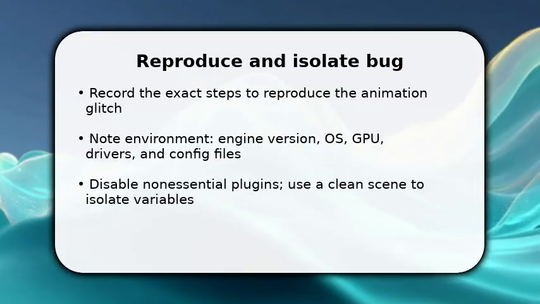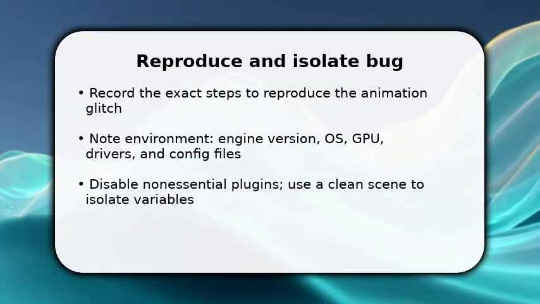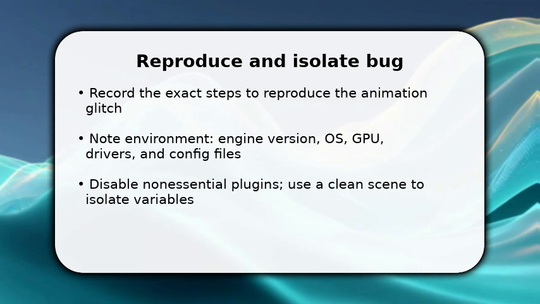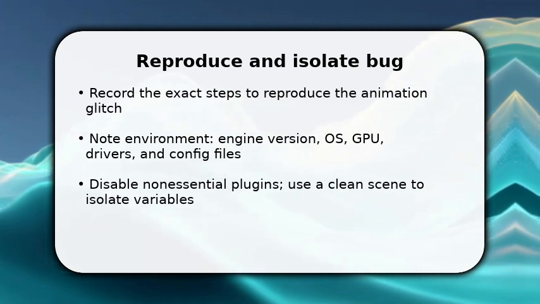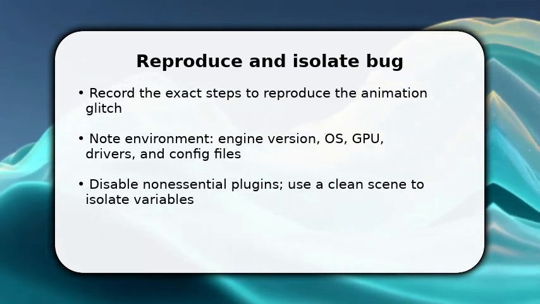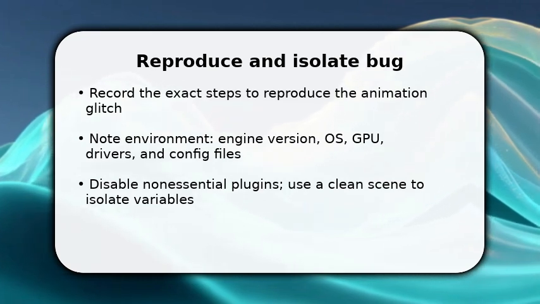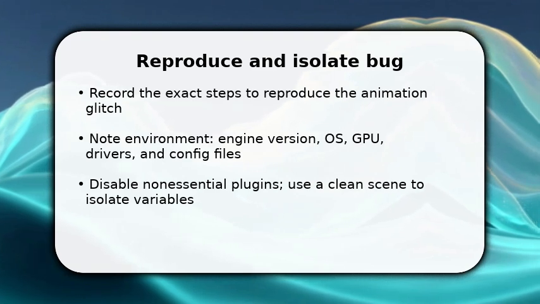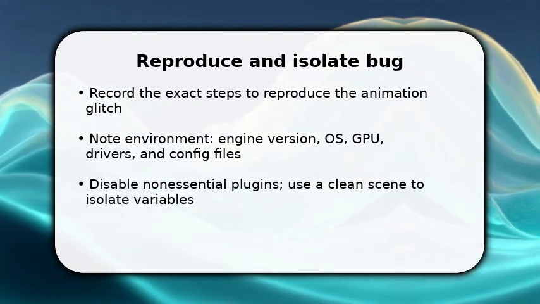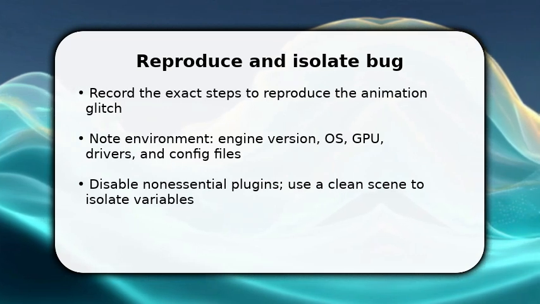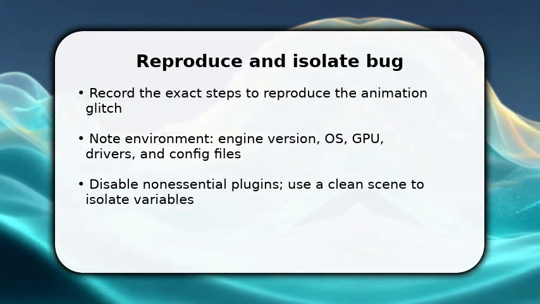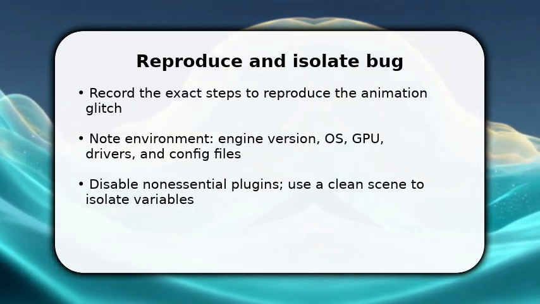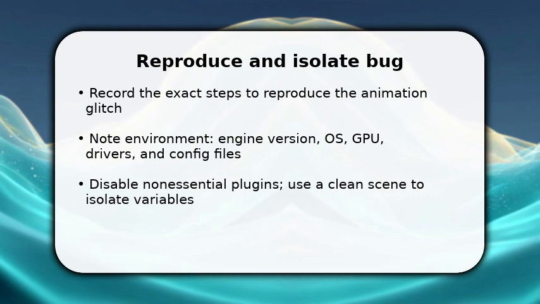Enjoy the video. You start by reproducing the animation bug reliably so you can test fixes. Perform the exact actions while noting engine version, OS, GPU, and driver details. This narrows causes. Once done, strip the scene to essentials, disable plugins, and use a clean project copy so extraneous assets don't interfere. Make sure to capture a short screen recording and console logs. They let you compare behavior after each change and prevent wasted effort chasing intermittent or environment-specific issues.